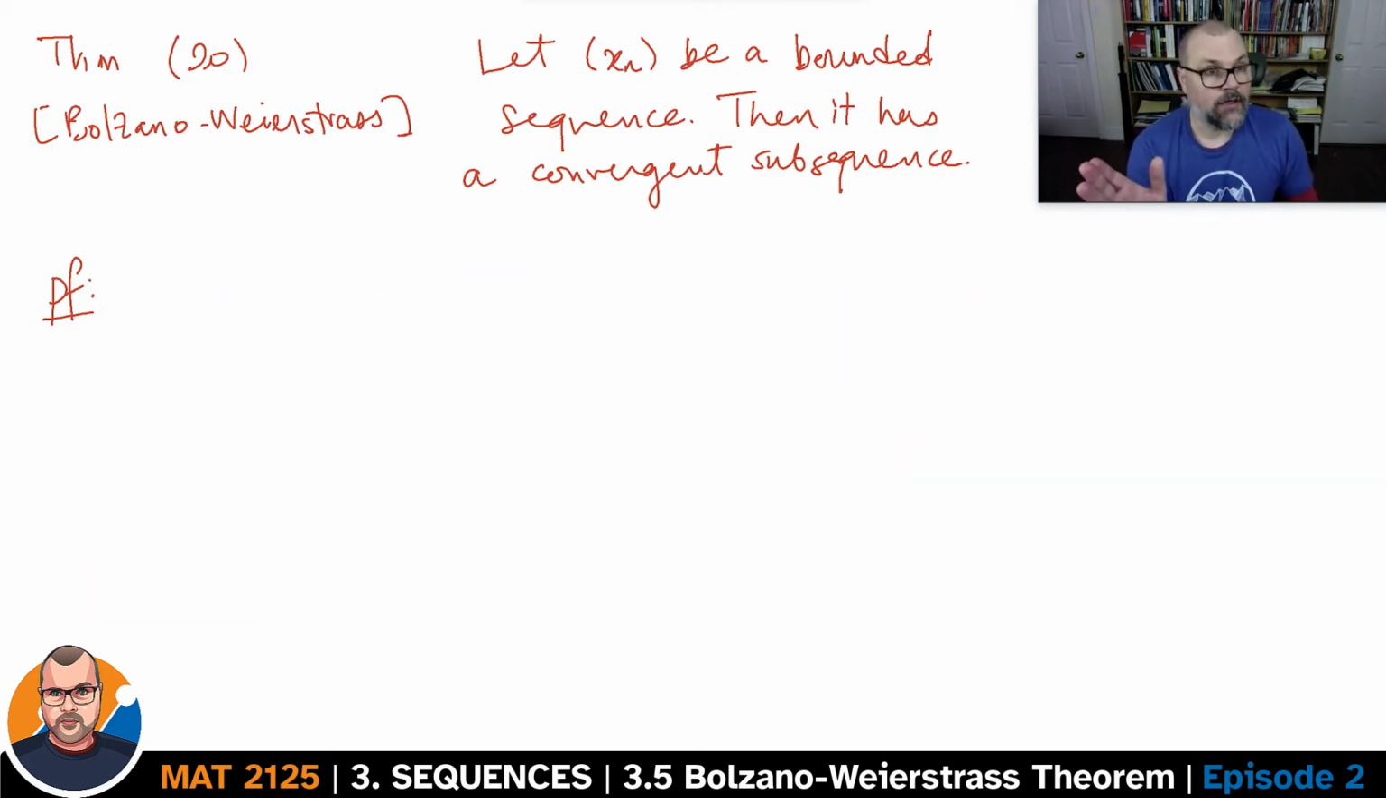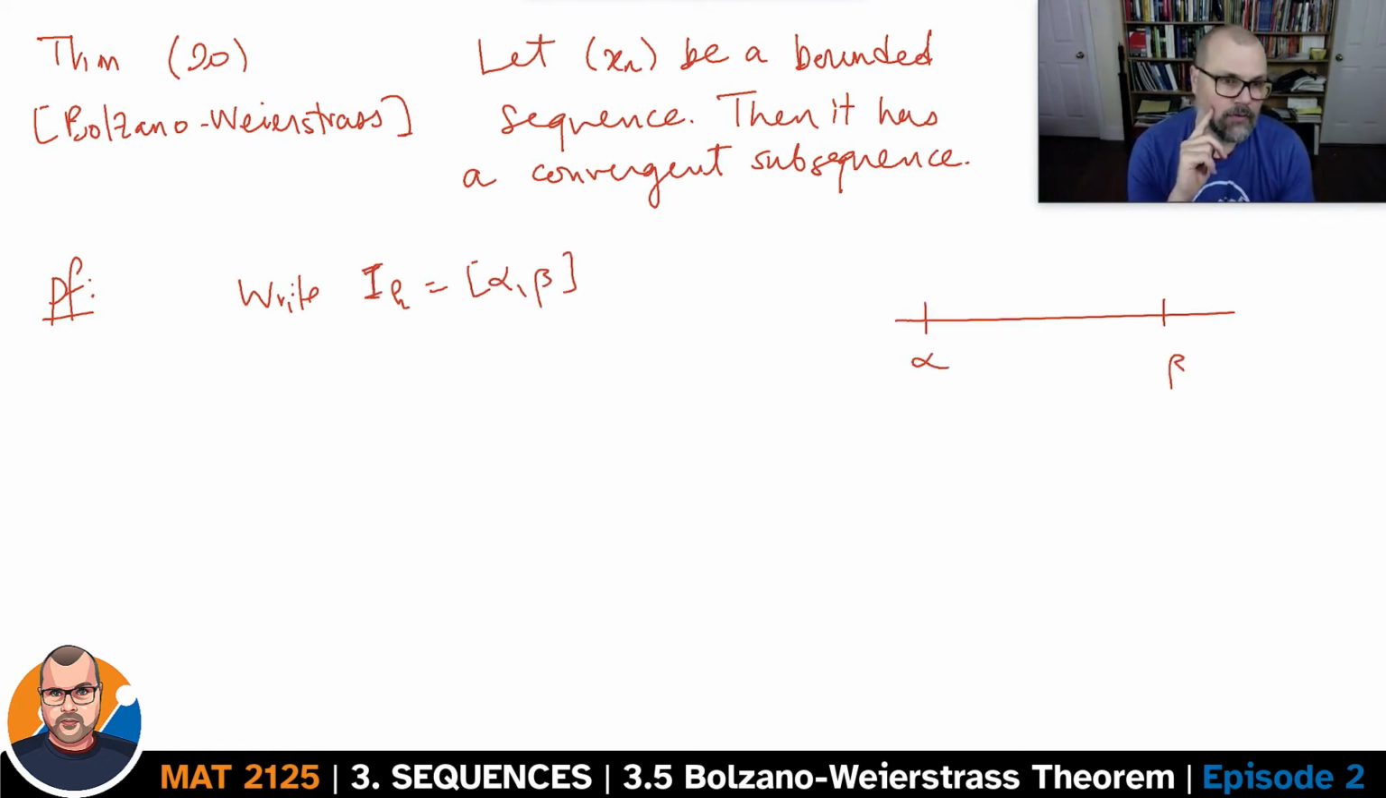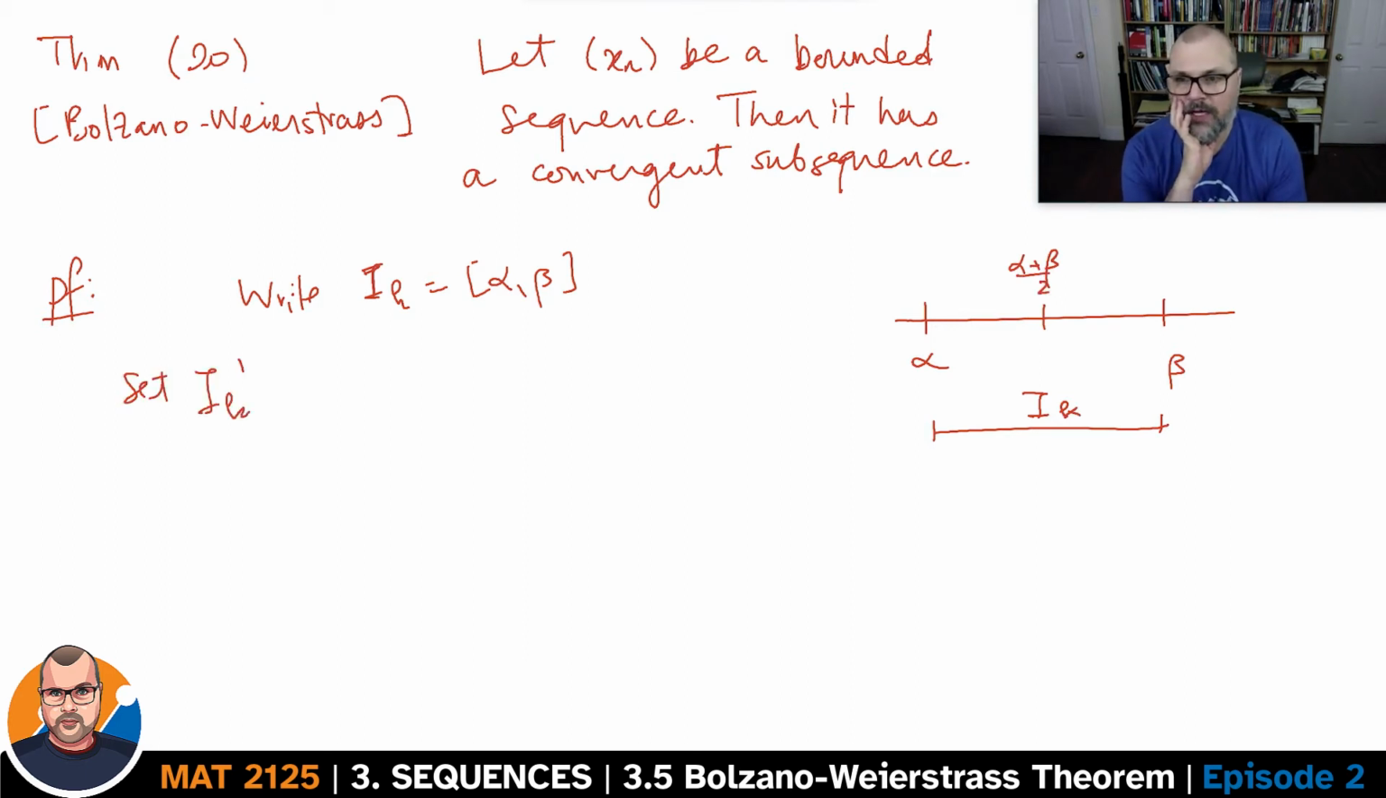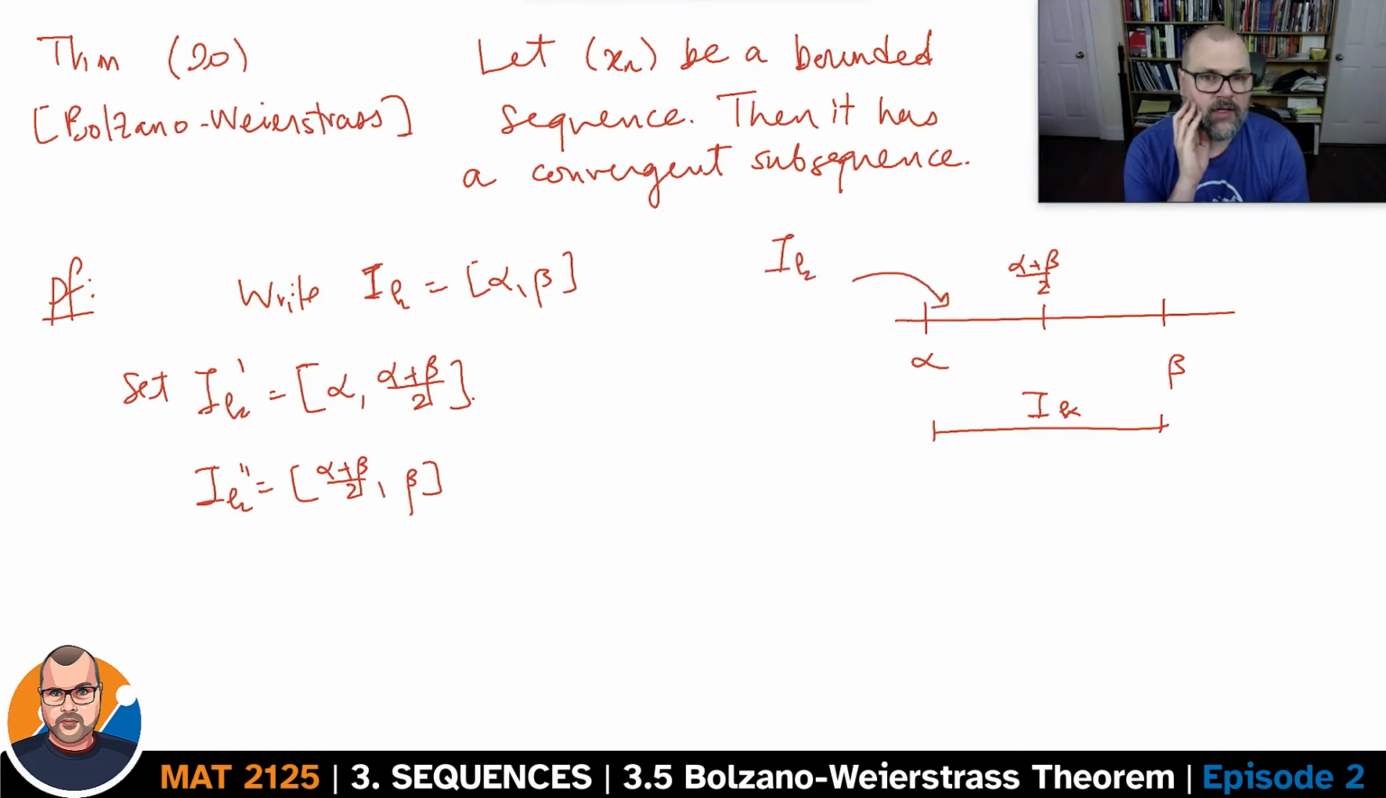You won't be surprised to hear that we're going to build the interval I_{k+1} in much the same way as we built the interval I2 from the initial interval I1. We'll write the interval I_k as alpha, beta. Set two new intervals. We define using the midpoint of alpha and beta. I_k prime is the interval alpha to (alpha plus beta) divided by 2. I_k double prime is the interval (alpha plus beta) divided by 2 to beta. And this is your I_k prime and this I_k double prime.